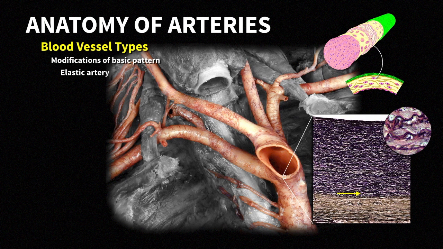Correct. The brachiocephalic artery did not form, and the right subclavian and right common carotid arteries both arise directly from the aorta. Now back to elastic arteries. Let's think about why the basic vessel pattern is modified in this way.